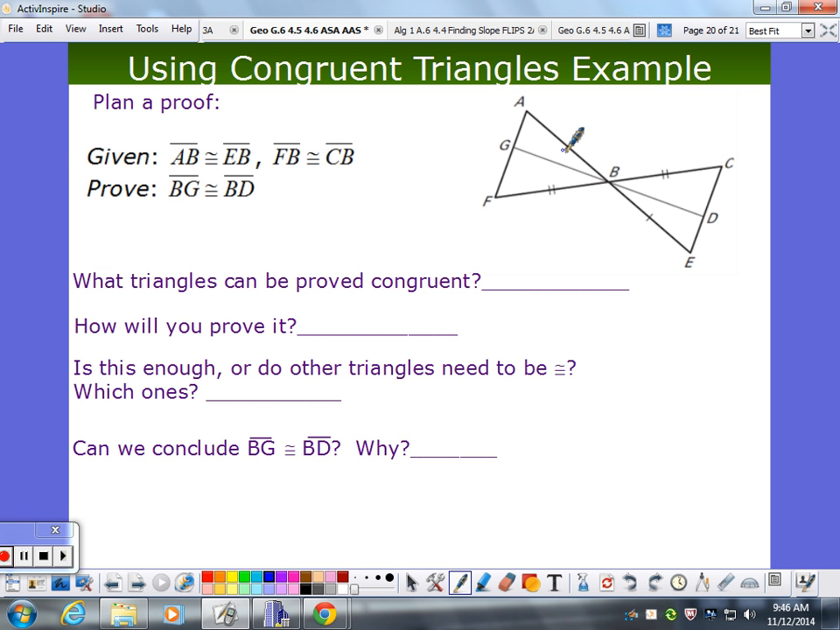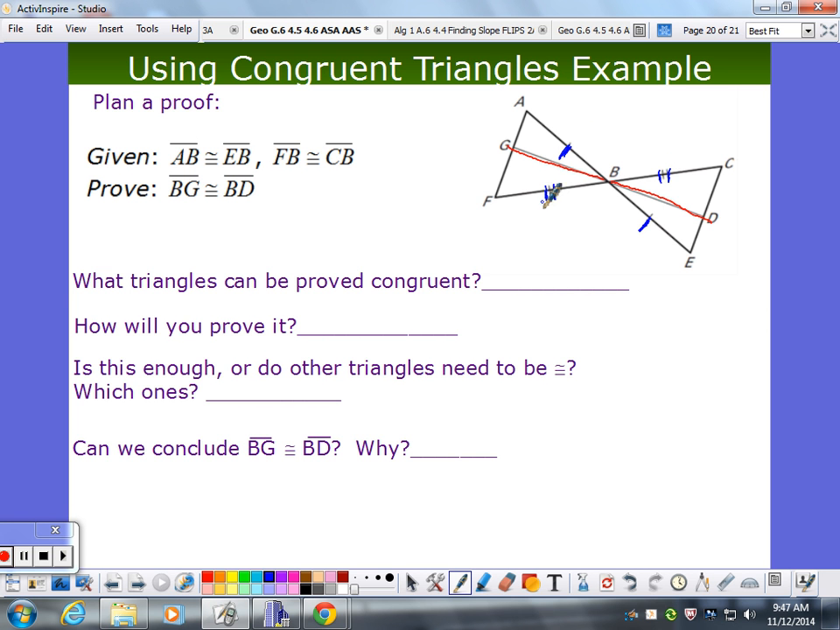So let's see what I got here. AB is congruent to EB, and FB is congruent to CB. Fantastic. I'm going to make that a different color. I want to prove that BG and BD are congruent segments. So, oh goodness gracious, what triangles can I easily prove congruent here?